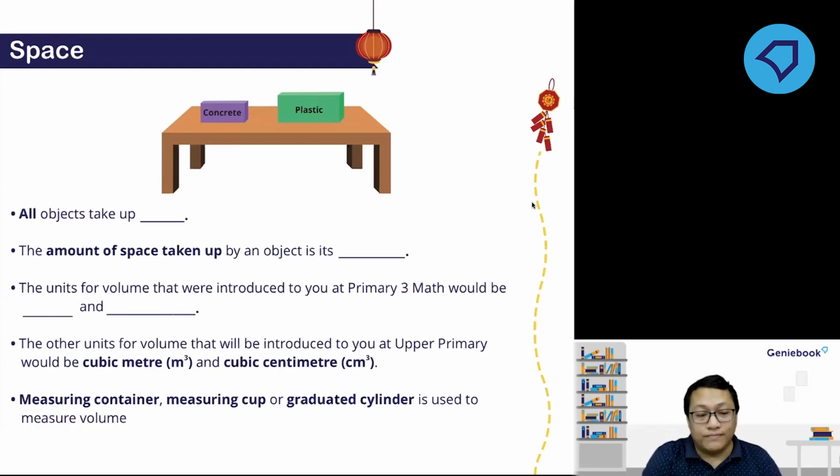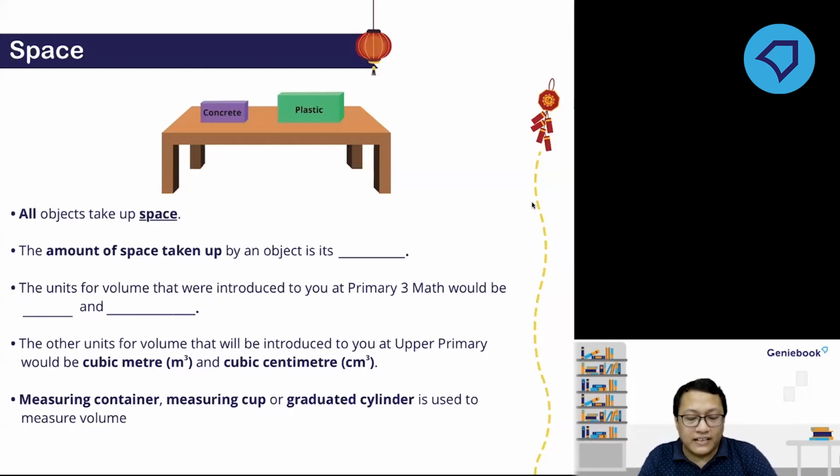If I put the handphone in my wallet, will it fit? No. Why? My wallet does not have enough space. My handphone occupies a certain amount of space. That's why it is impossible for me to fit the handphone in my wallet. So that's what it means by taking up space.